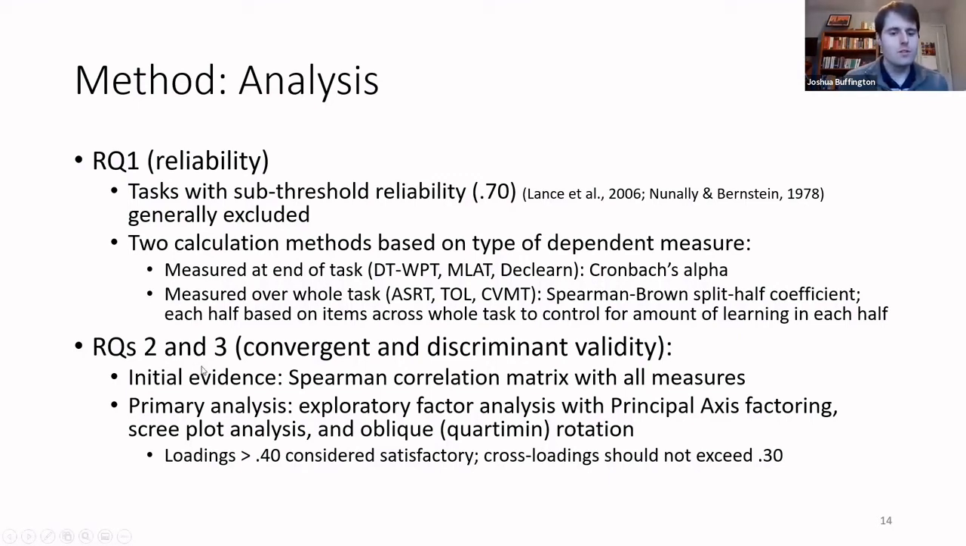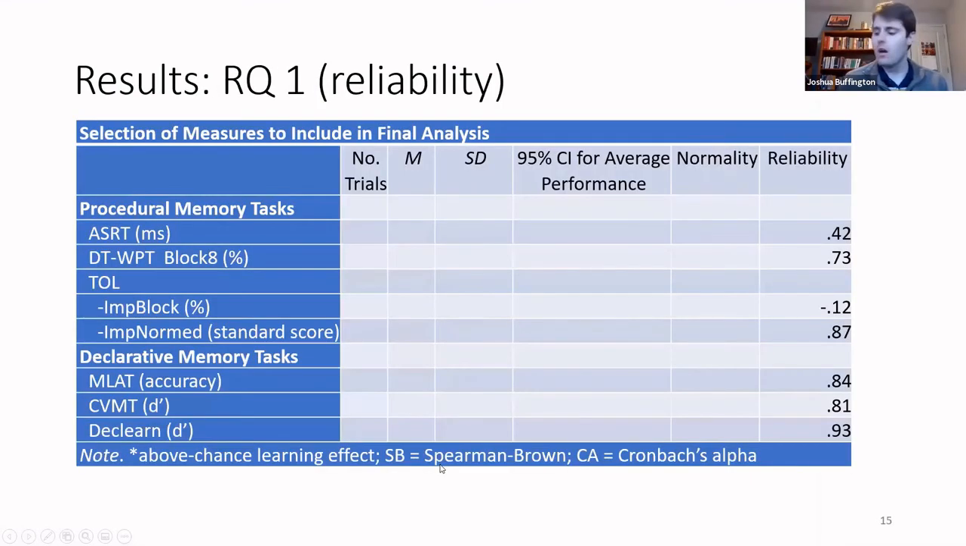For research questions 2 and 3, our initial evidence came from a Spearman correlation matrix of intercorrelations among the measures, and our primary analysis was an exploratory factor analysis where we interpreted loadings greater than 0.4 as a satisfactory loading. Okay, so what did we find?